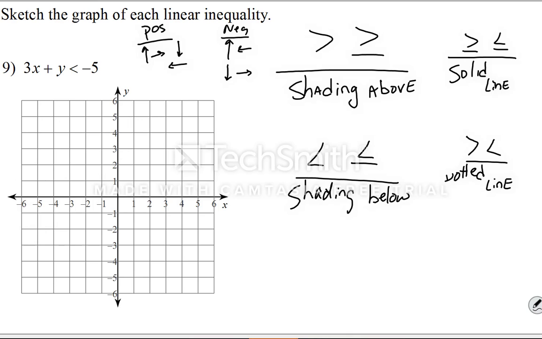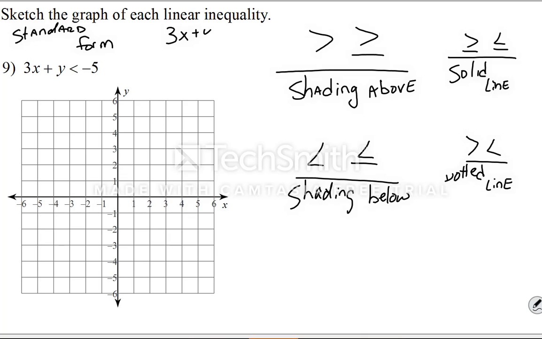This particular one is what we call standard form. So I have to move the 3x over to the other side. How do I do that? I'm going to start with my 3x plus y less than -5. I'm going to bring the 3x over by subtracting it from both sides. So I end up with y is less than -3x minus 5. This is in the same form as the last two equations.